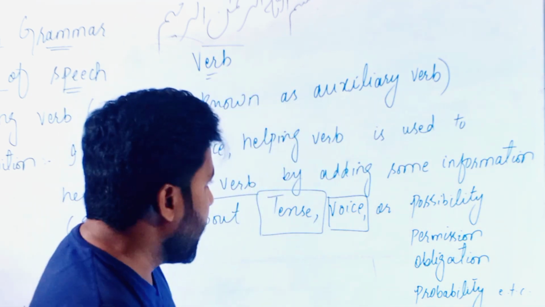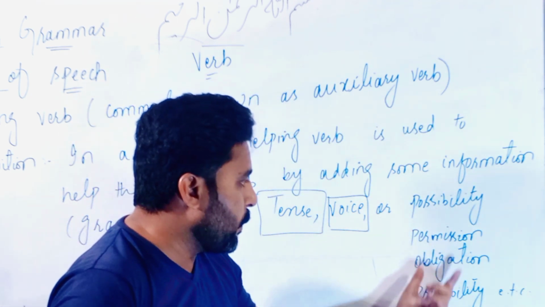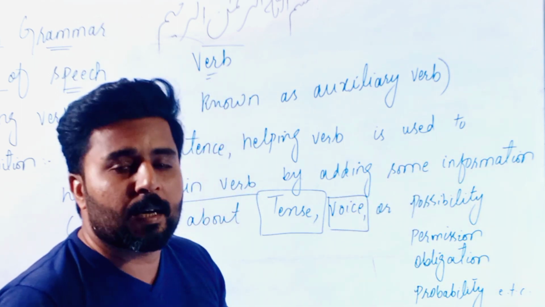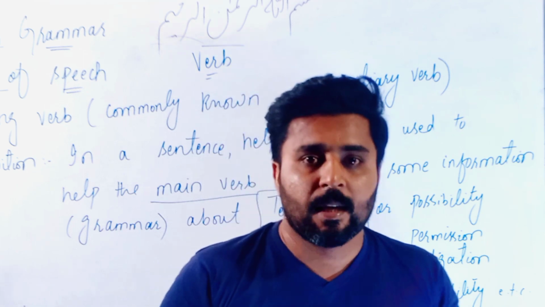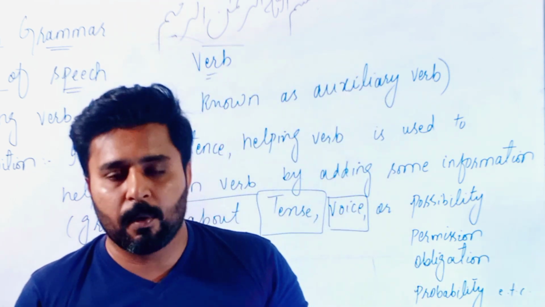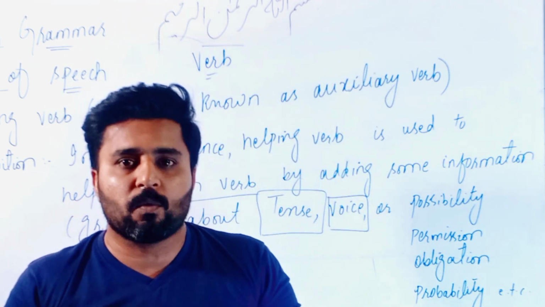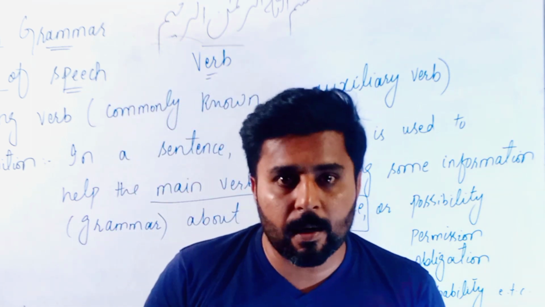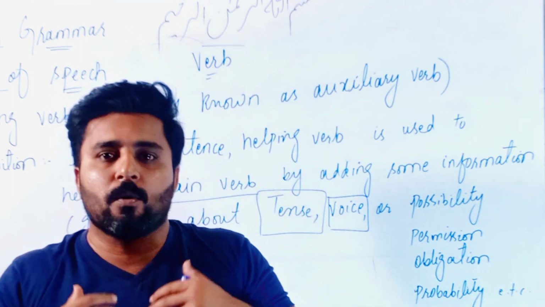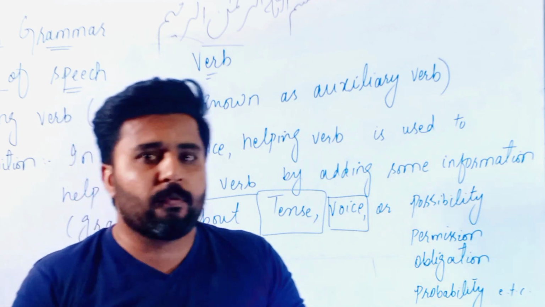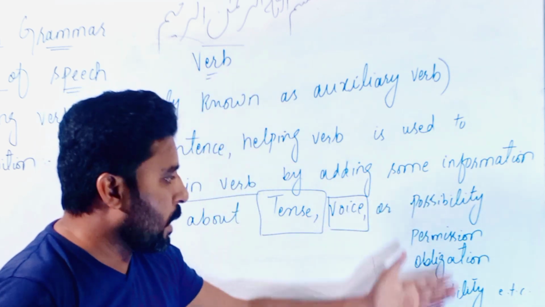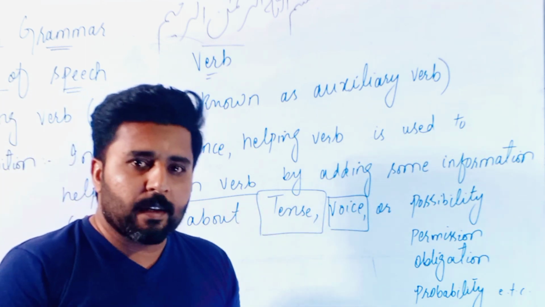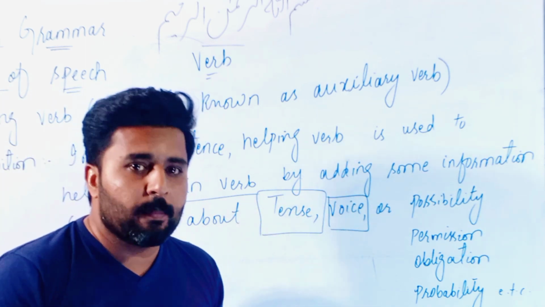And then some possibility, permission, obligation, probability, such senses are also present in sentences, and they are given by helping verbs. So a helping verb tells us whether it is showing our willingness, whether it is showing the possibility of the action, whether it is showing permission granted. So different such senses or voices or tenses, this information is provided to us with the help of the helping verb.